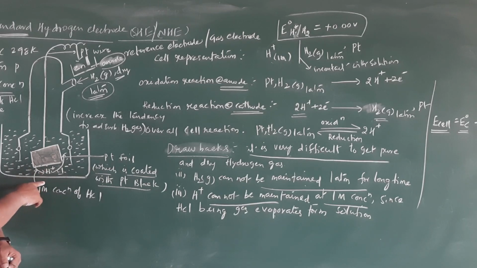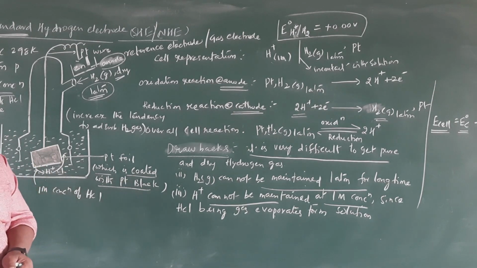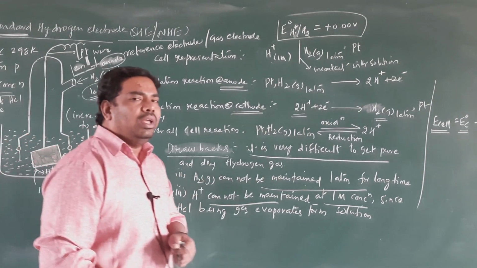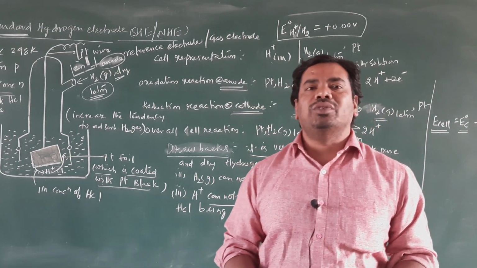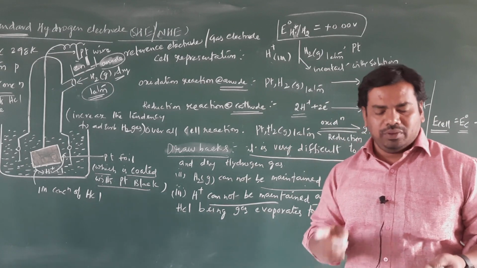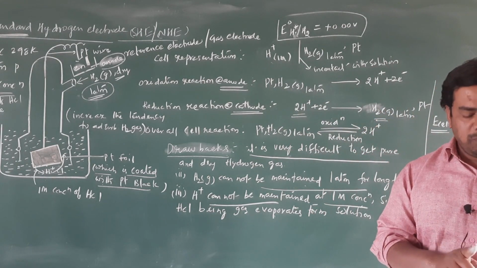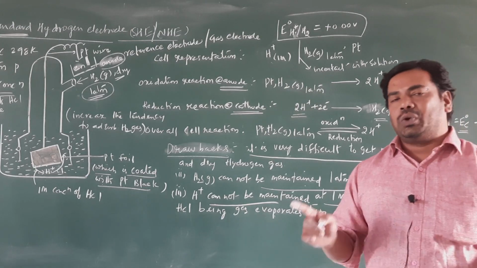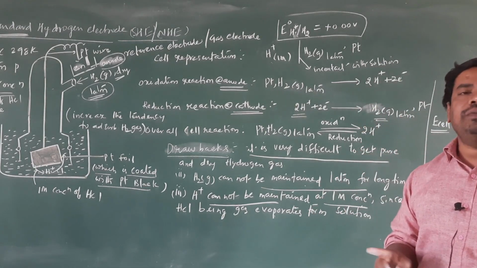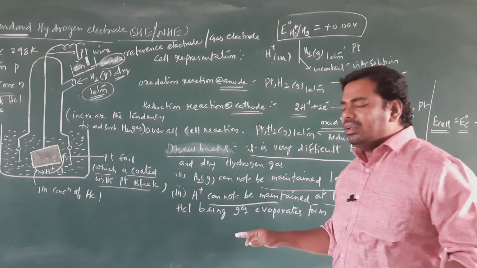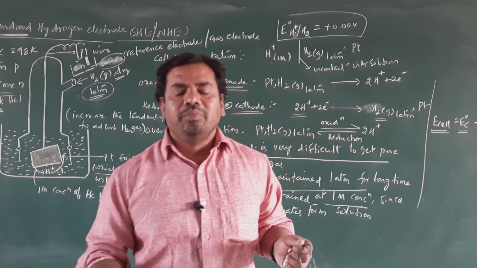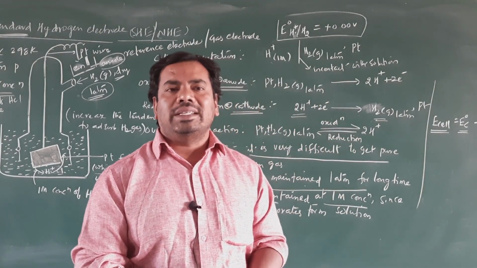During the oxidation and reduction process, what will happen? The HCl slowly evaporates. Then the potential difference is not constant, it varies with the concentration. If the atmospheric conditions change, the electrode potential varies, and if the concentration of HCl varies, the potential difference varies. So these are the three drawbacks of maintaining the hydrogen electrode as a reference electrode.